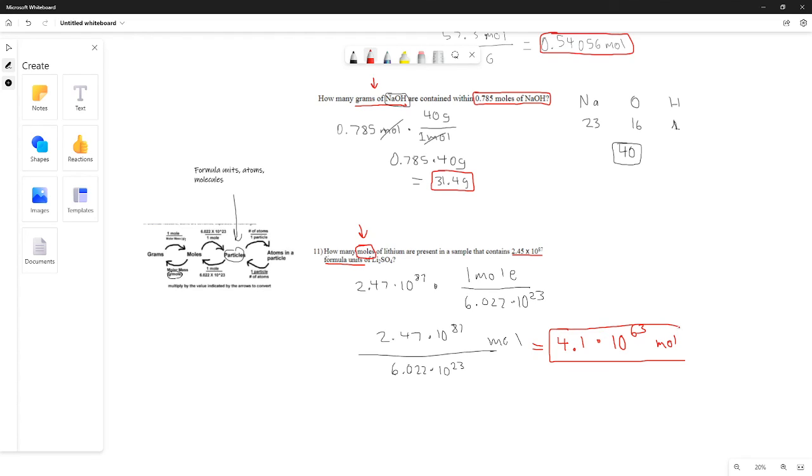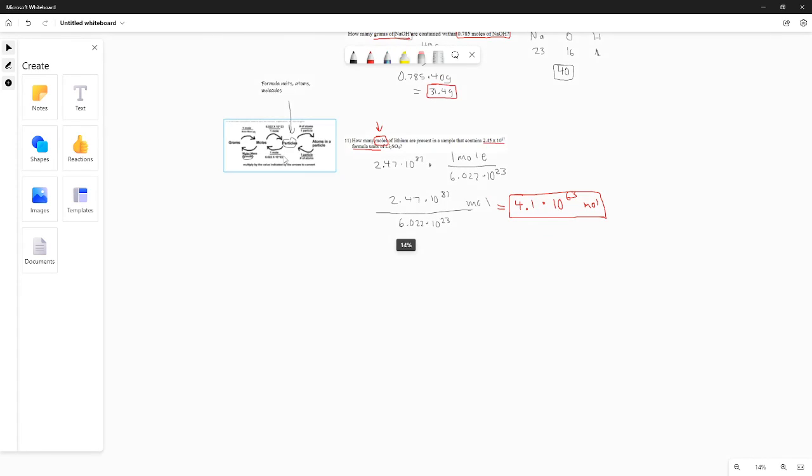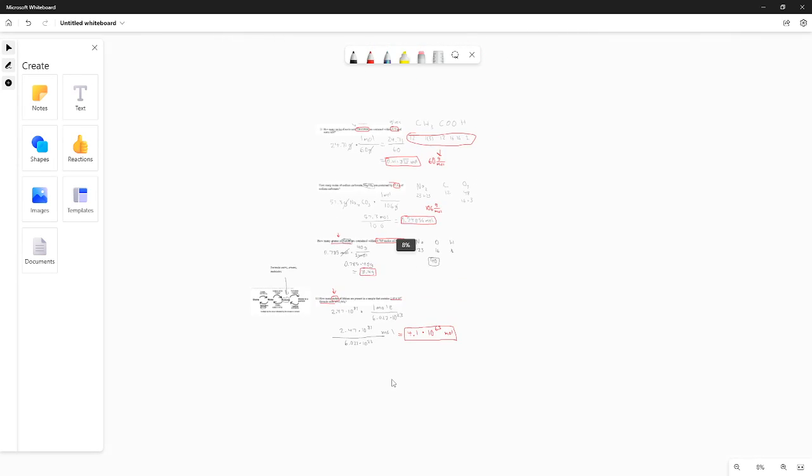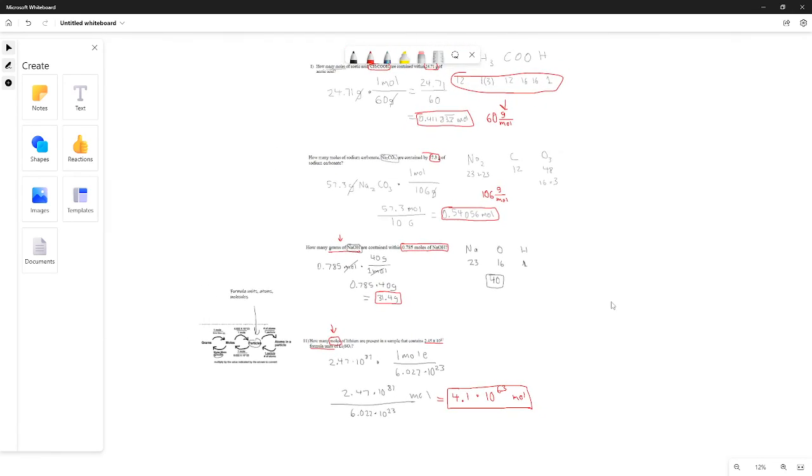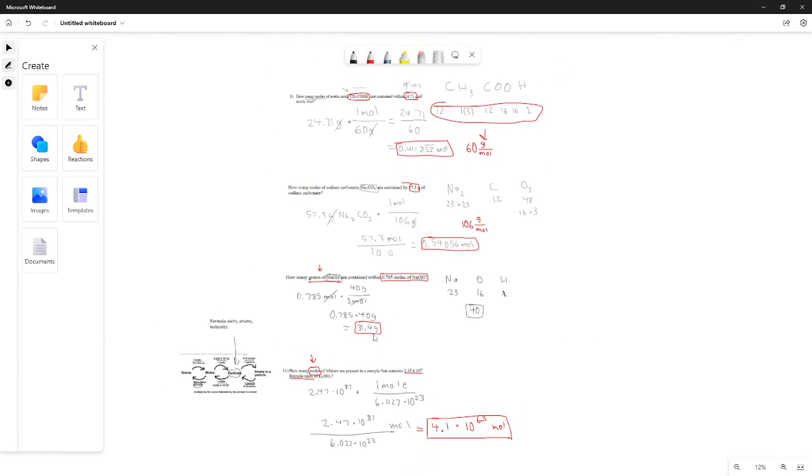Okay? So it's actually super simple, like I said many times. Okay, I think that's done. So if you guys actually understood the problem, it's really easy to work with conversions in moles and molar mass.